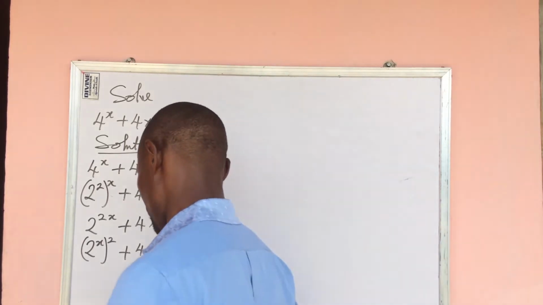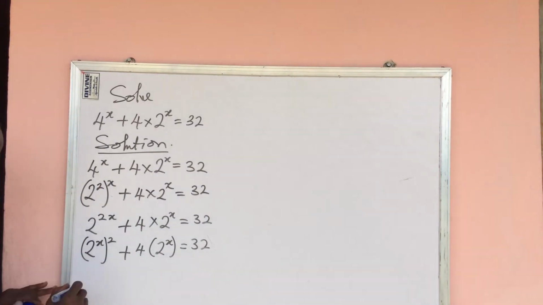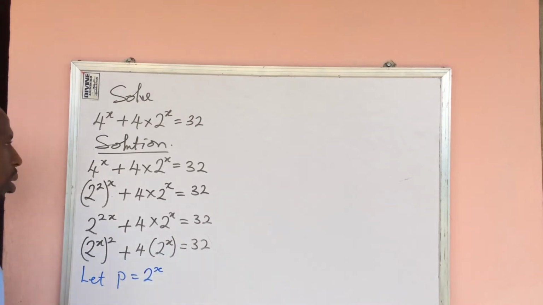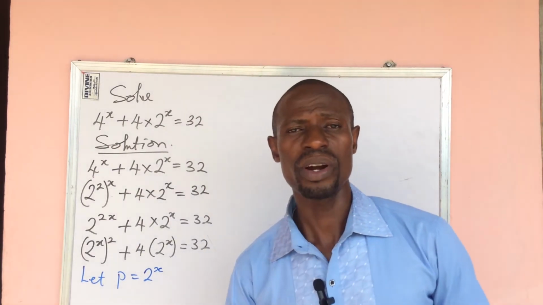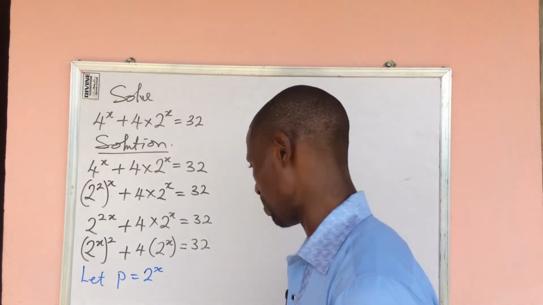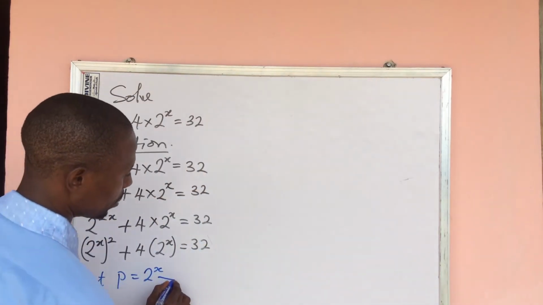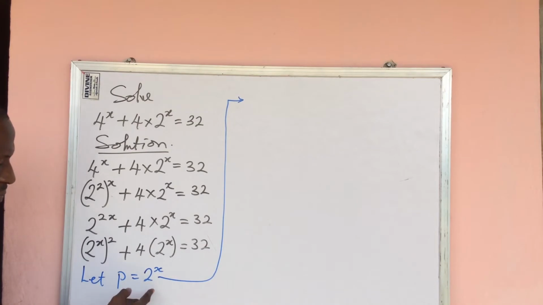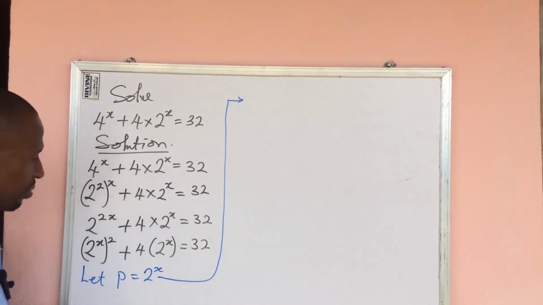All right, so we can now say from here, let, or you say put, let p is equal to 2 to the power of x. What does that mean? It means wherever we see p, we put in 2 to the power of x. So from here, we proceed. All right, let's substitute p in place of 2 to the power of x.